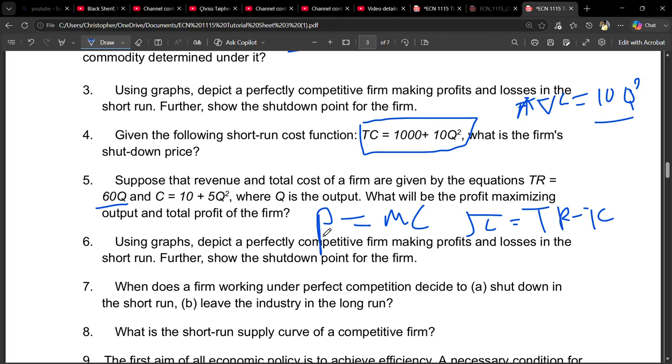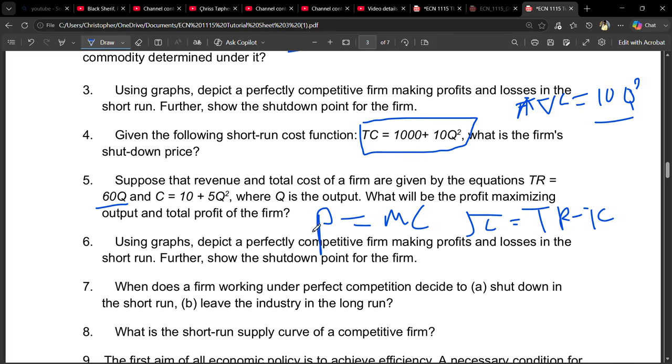So how do you do this? What is our price? We don't have our price here, do we? No, we do not have. So what are we going to do? What can we do to get our price? We have total revenue. Yeah.